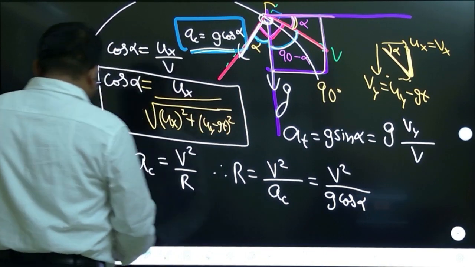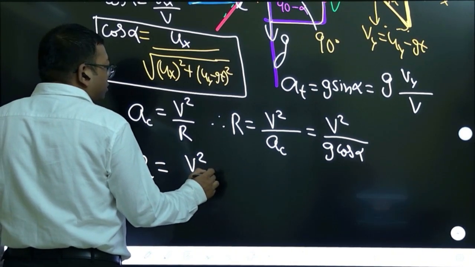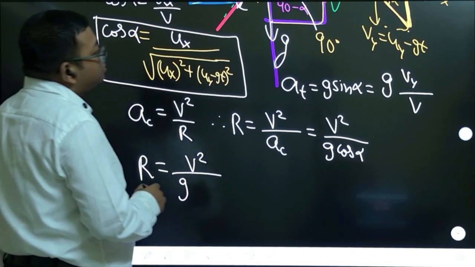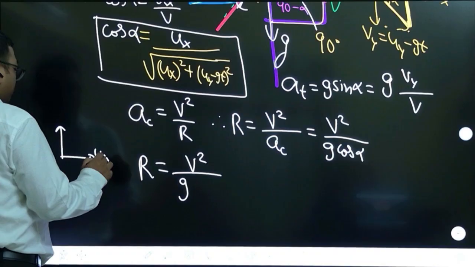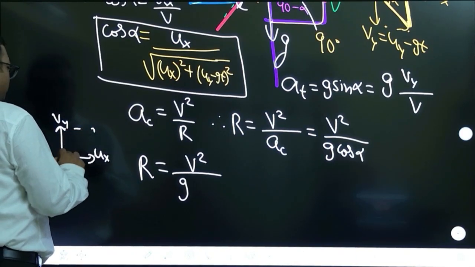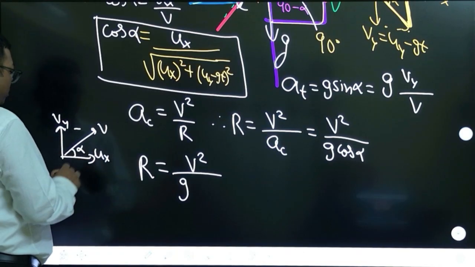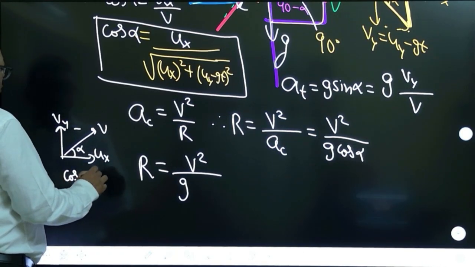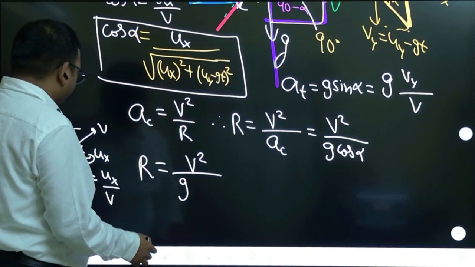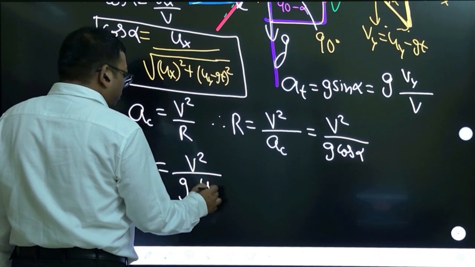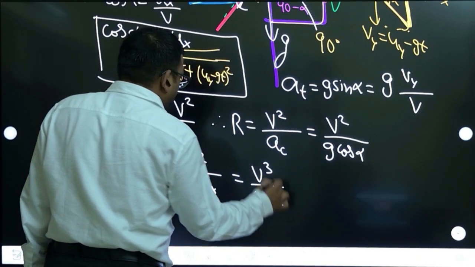Okay, now let us try to find minimum radius. When which minimum radius happen? So V square by G cos alpha will be what? From that same triangle, this is Vx or Ux, and this is Vy, and this is resultant V, and this angle is alpha. Okay, so what will be cos alpha from here? Cos alpha will be ux by v. Okay, let us try to substitute that. So it will become v cube by g into ux. Correct? Right?